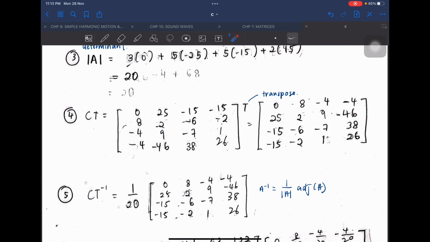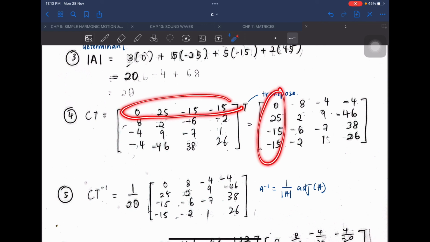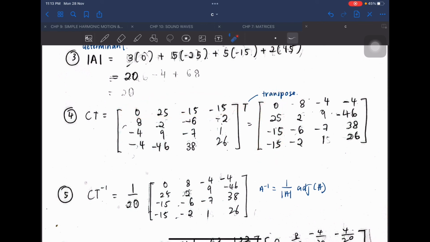So we do all the same for all the rows and columns, and the transpose of C is 0, 0, 25, negative 15, which used to be row 1 and now is column 1. Then negative 8, negative 6, negative 2, which was row 2, now column 2. Negative 4, 9, negative 7 and 1, which was row 3 and now it's column 3. Negative 4, negative 46, 38 and 26, which was row 4 and now column 4.